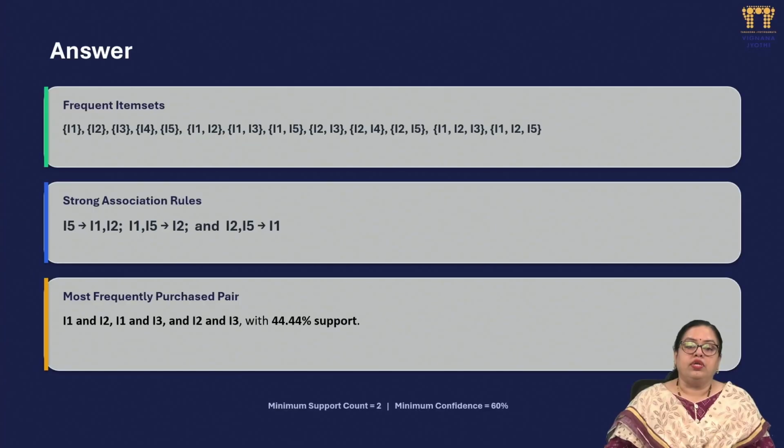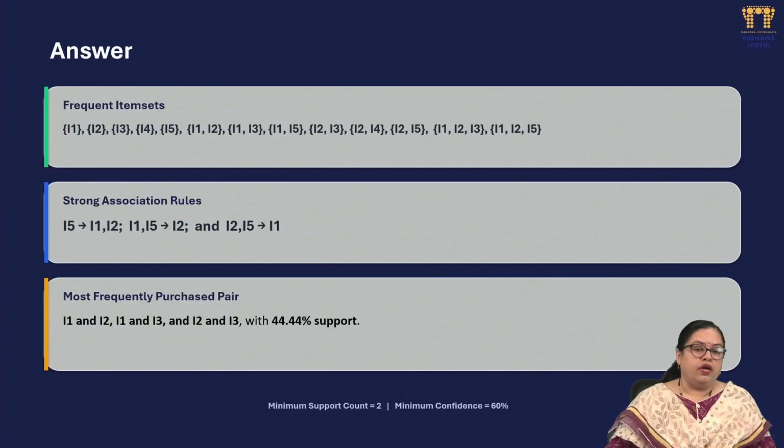Why? Because it is more than 44.44%, which is 4 among 5 means that items. Among 9 transactions, in 4 transactions these 3 items are present. So we are taking I1 and I2, I1 and I3, and I2 and I3.